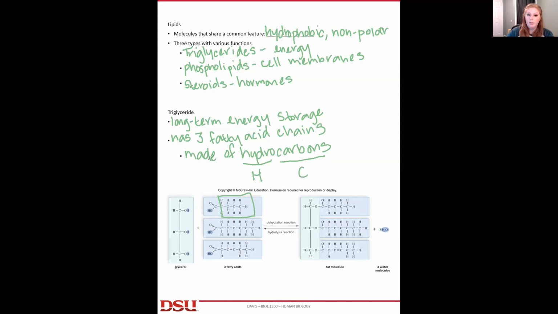All right, so it's made up of hydrocarbons, and then this is all attached to the glycerol molecule through a dehydration reaction to remove the water. Attached to glycerol via dehydration reaction.